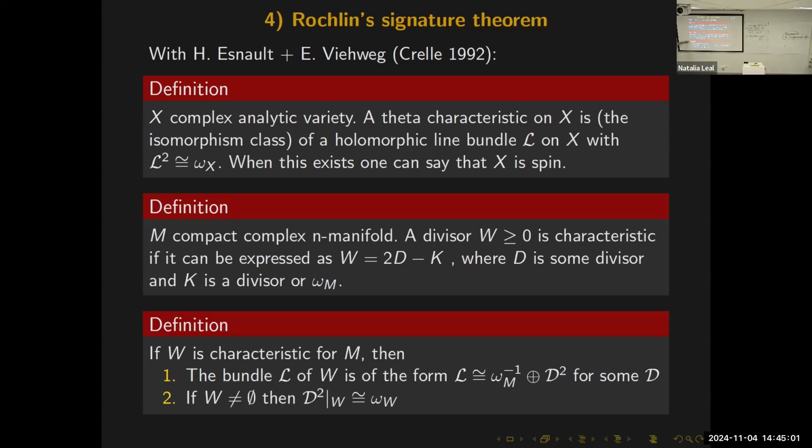Now this is not a definition, this is a proposition, sorry. If W is characteristic for M, then one can show as an exercise that the bundle L is of this form: since this is a manifold, the dualizing sheaf is the canonical bundle, the anti-canonical bundle tensor D squared for some bundle D, and, if this is not empty, this bundle restricted to W is the dualizing sheaf of W. Sorry? That would be a tensor. Yes, sorry, this O plus is a tensor. This plus should be all times. Sorry.